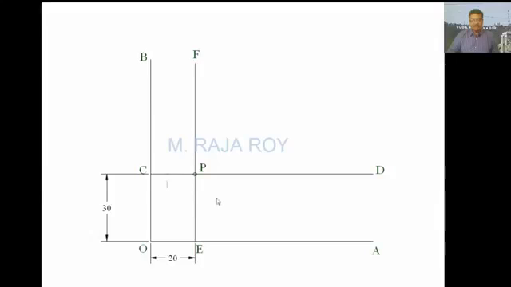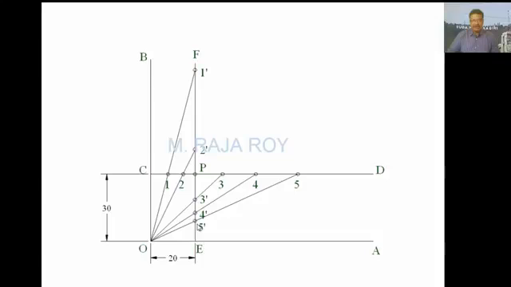After that, locate some number of points like this randomly. It's 1, 2, 3, 4, 5, etc. After that, draw one line joining O to 1 and extend it until it touches this second axis. Somewhere here you will get 1 dash. Similarly, O2 and extend it, here you will get 2 dash. Draw a line to O3, here itself you are getting intersection point, this is 3 dash. O4 line, here you will get 4 dash. O5 line, here you will get 5 dash.